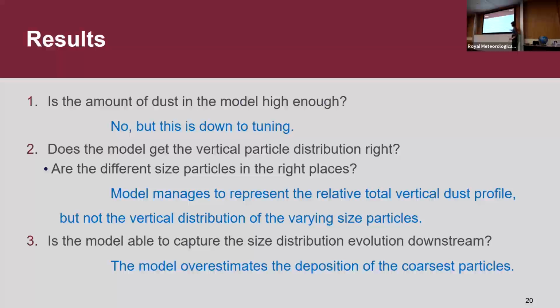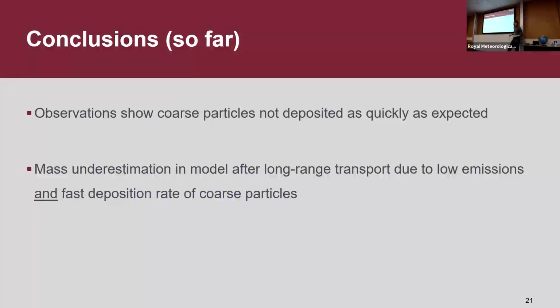And then again, is it capturing the size distribution evolution? Not really. It's overestimating the deposition of the coarse particles, which really means there's a growing magnitude of difference the further downstream you get from the Sahara. So far, observations show that the coarse particles are not deposited as quickly as we expected, which is fun, because why they're doing that, I'm still not sure. As I say about the bees, they just shouldn't be going that far.